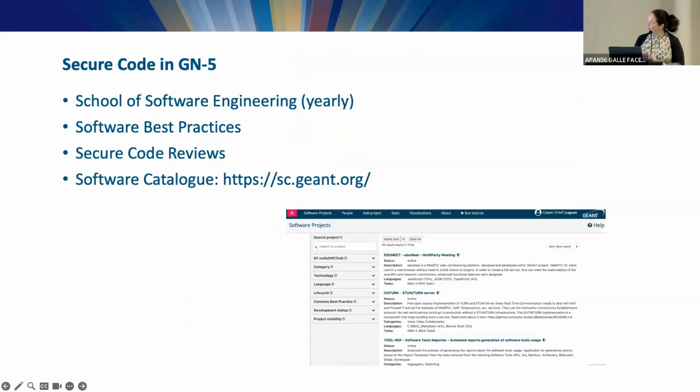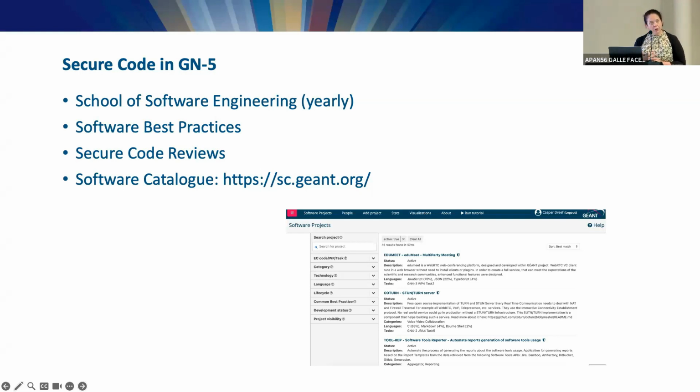And then something else we do, which is funded through the GEANT 5 project, is we do a lot of work on providing secure code services for our community. We have something called the School of Software Engineering, which runs yearly, where a bunch of our developers all get together and geek out together and have a lot of fun, and also work on each other's code, challenge each other's code. We provide a lot of software best practices.